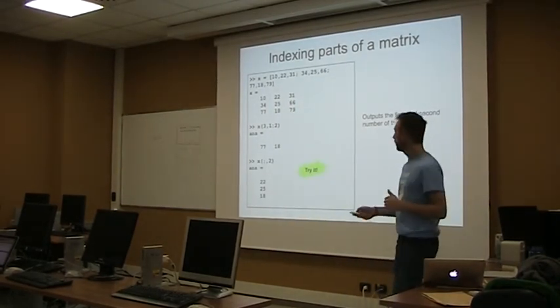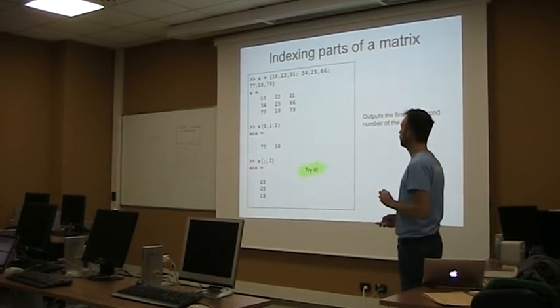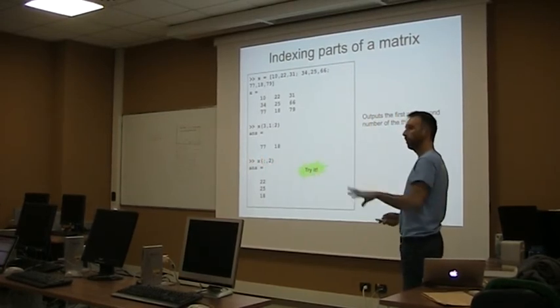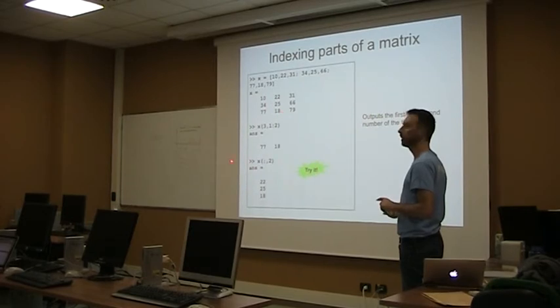But it can be more than one column, it can be 2 columns or more. And you can even put just a colon to specify that you want everything in that dimension. So now here I'm saying x, and I want all the rows of the second column. It will be 22, 25, 18. So that's really cool, actually.